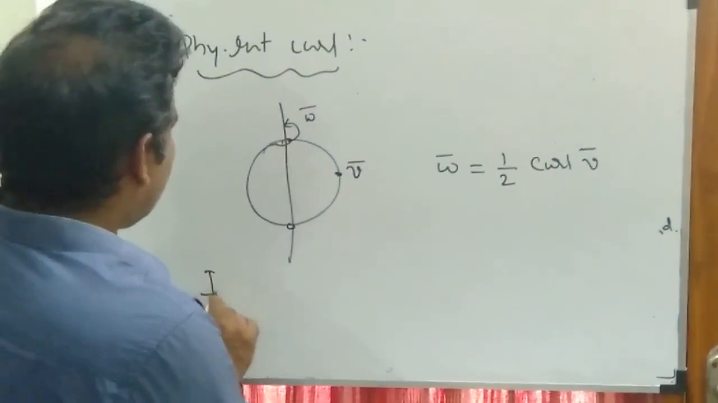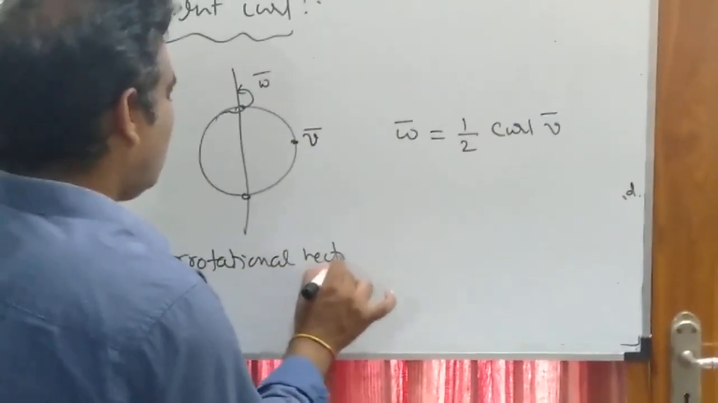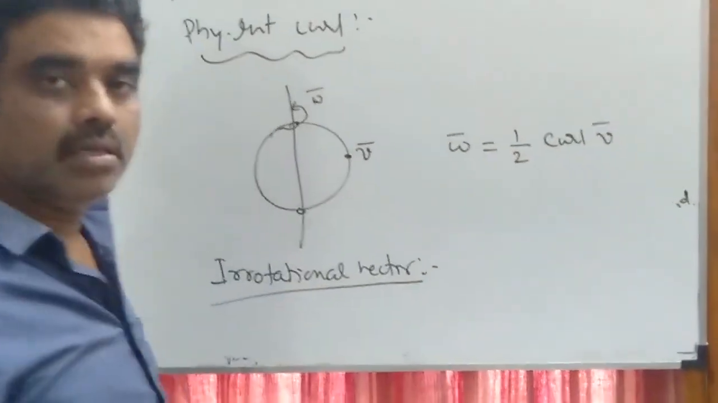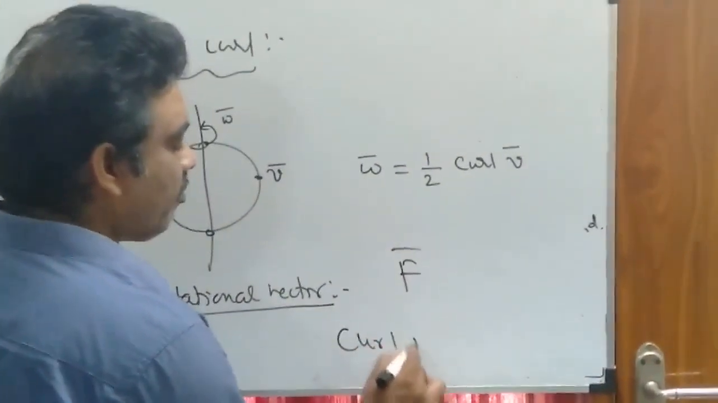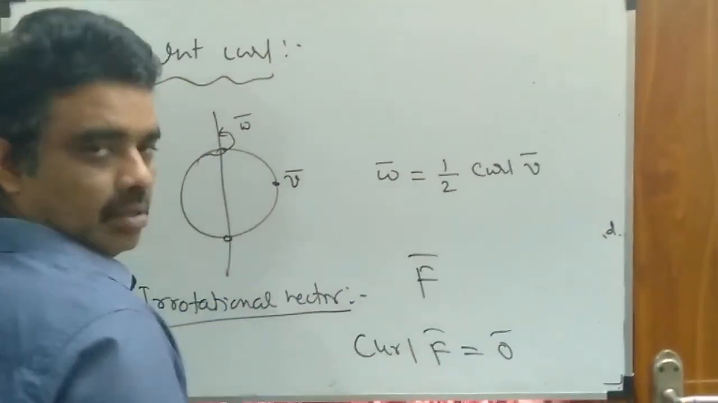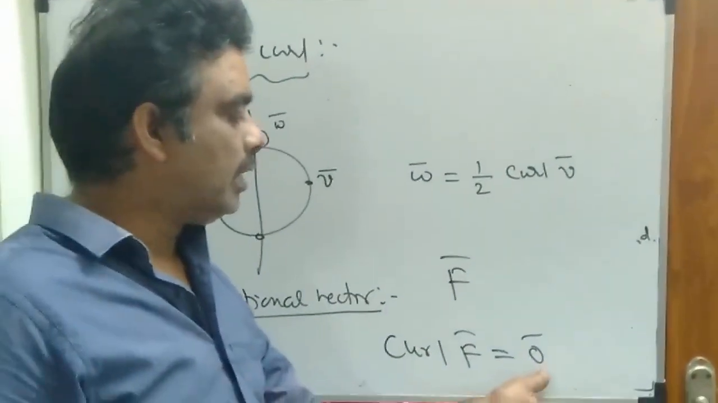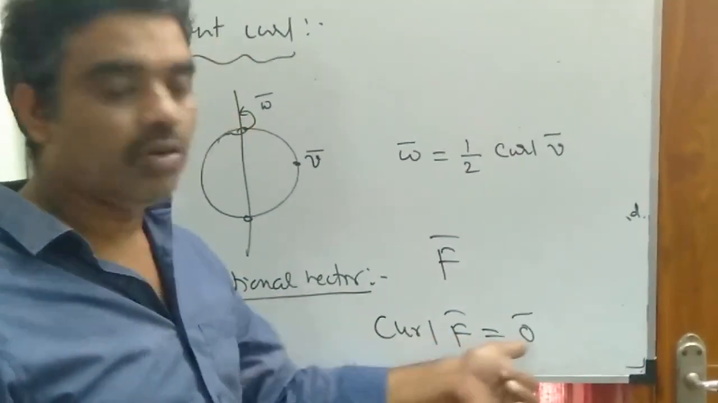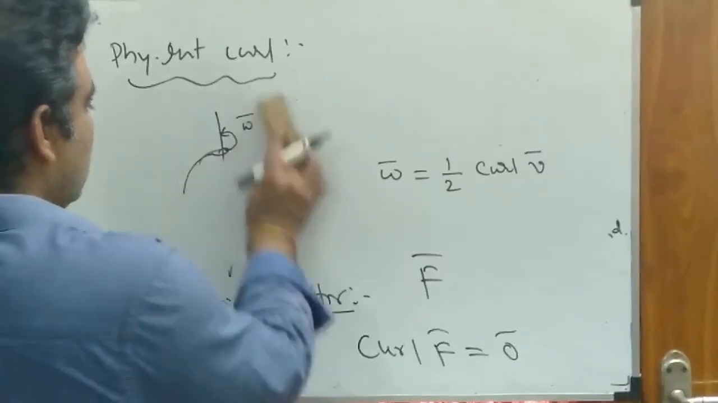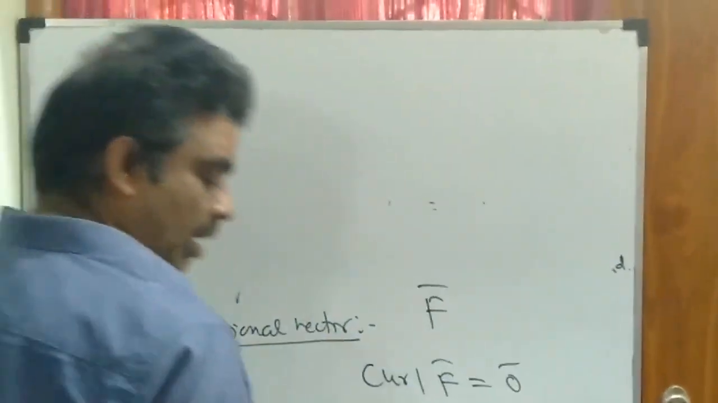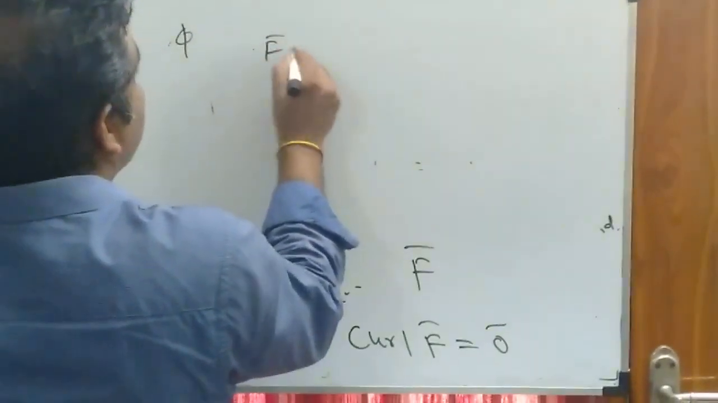Next definition, irrotational vector. A vector f bar is said to be irrotational if curl f bar is equal to 0 bar. We know that curl f bar is always a vector, so we have to write 0 as 0 bar. Curl f bar is equal to 0 bar, then f bar is said to be an irrotational vector. So in this case, you can find a scalar potential phi such that f bar is equal to grad phi.